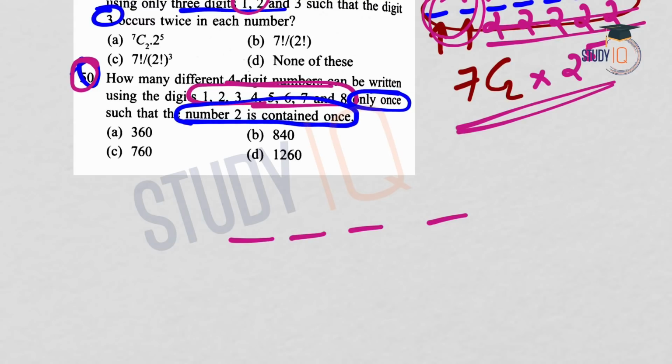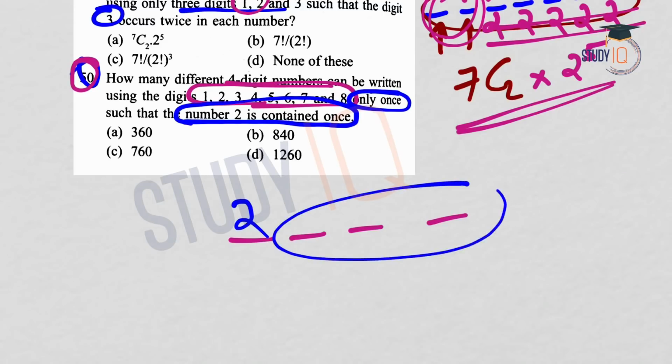So in these 4 places that you need to fill, number 2 must be there. It is not necessary in the first place or second place or third place or fourth place. Any of these places it should come. Okay, so they are not saying number 2 should be in the first place, or number 2 in the second place, not like that. Number 2 should be there. Then you have a choice with respect to 3.